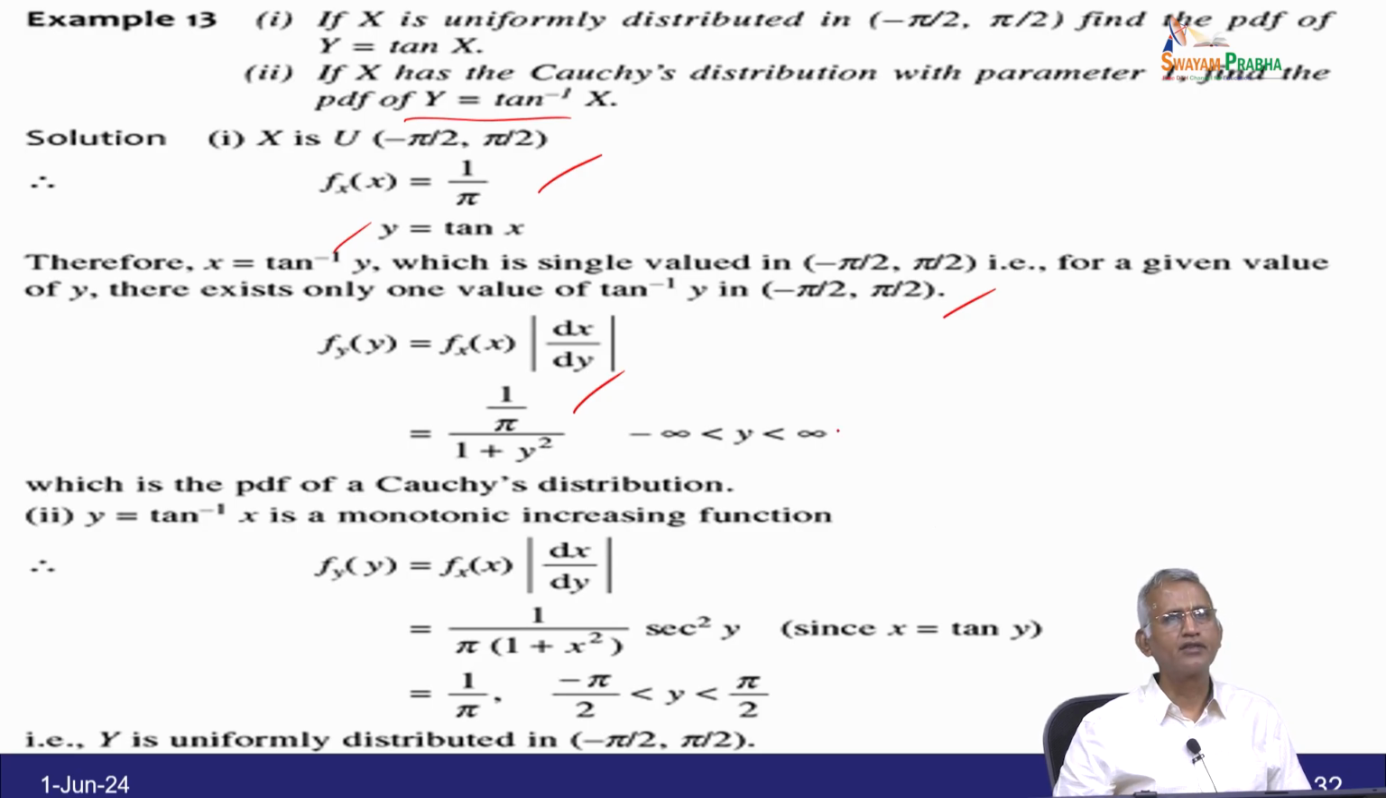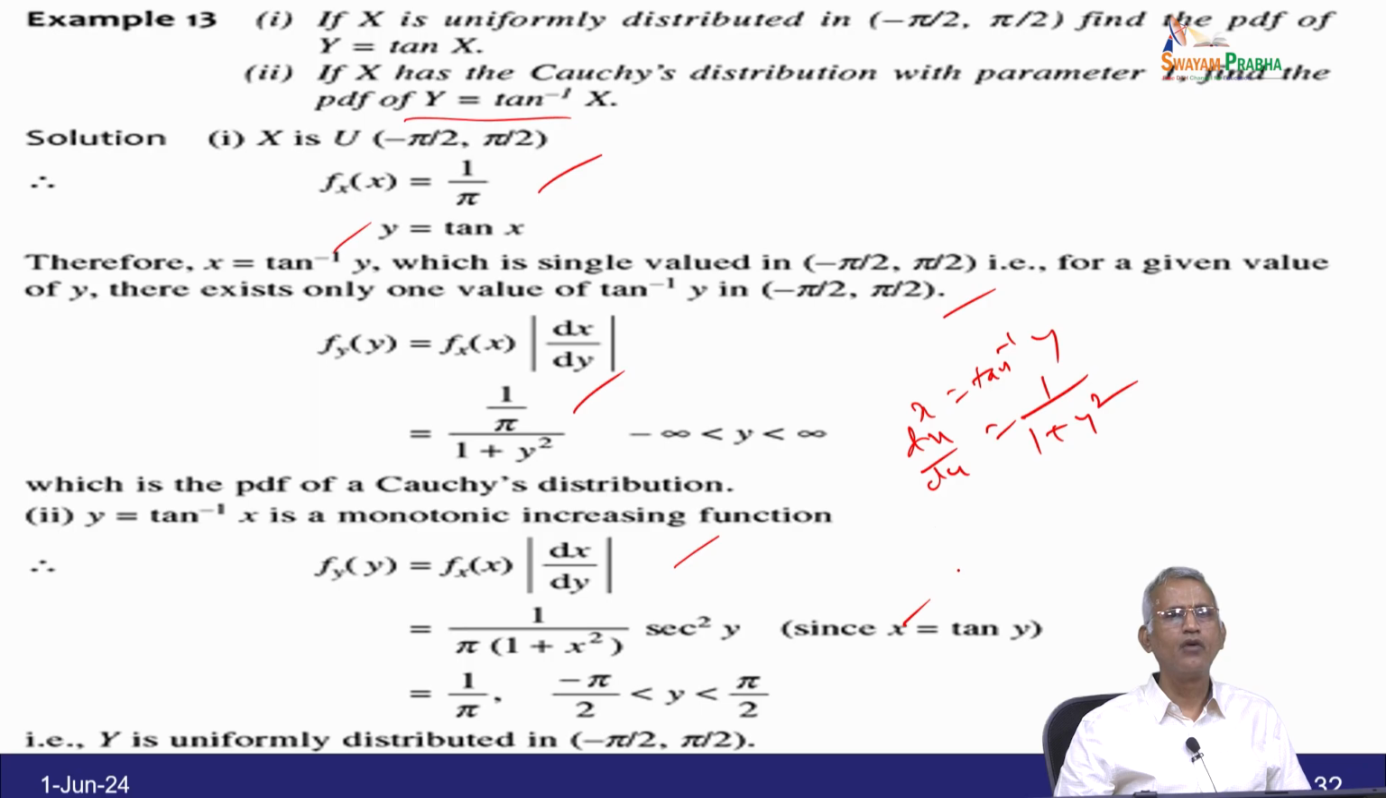Now, if y equal to tan inverse of x is a monotonic increasing function, then fY of y equals fX of x into modulus of dx by dy. So, you know what x is: y equal to tan inverse x, therefore x equal to tan y. Differentiating with respect to y, it becomes 1 plus x square. Now, the derivative of tan inverse x with respect to x is 1 by 1 plus x square.